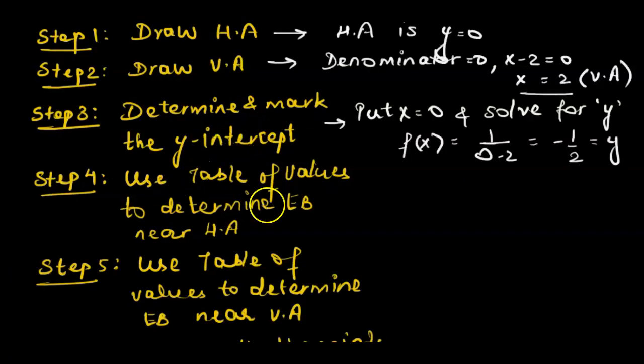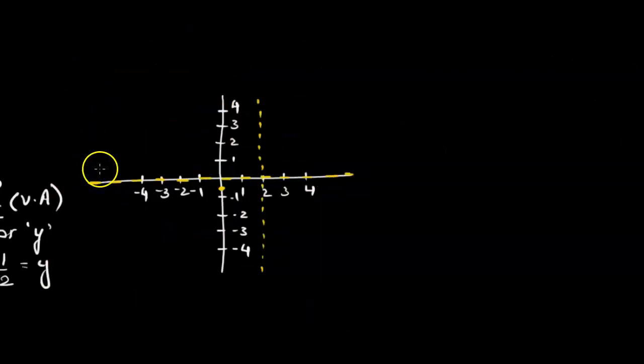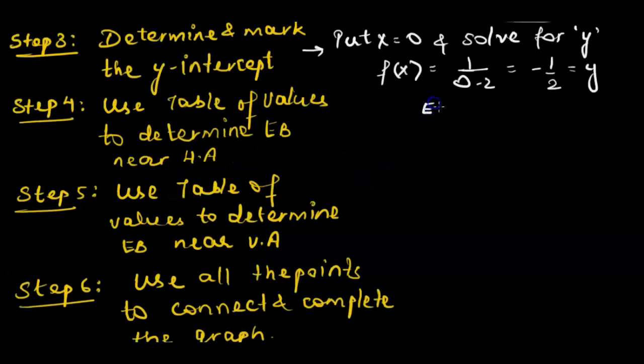Now step number 4 is use table of values to determine end behavior near horizontal asymptote. Let's check the horizontal asymptote endpoints first. We know this is our horizontal asymptote. So the ends of the horizontal asymptote would be negative infinity on the left side and positive infinity on the right side. Therefore, to check the end behavior near horizontal asymptote, we would take distant x values on both the left and the right side to make a table of values. So the heading is going to be end behavior near horizontal asymptote.